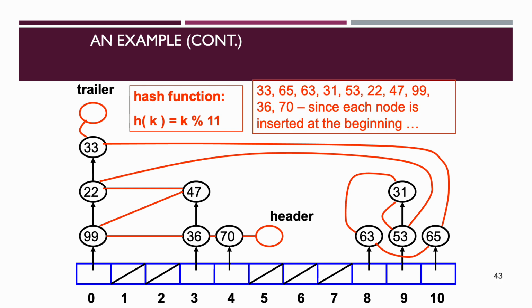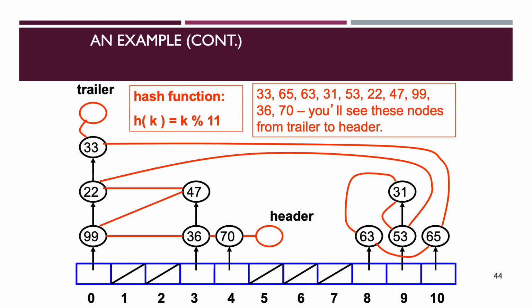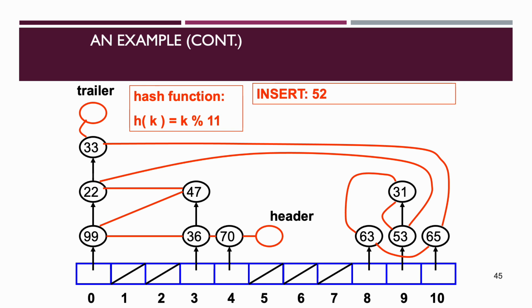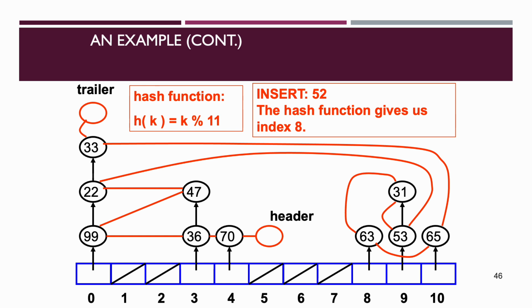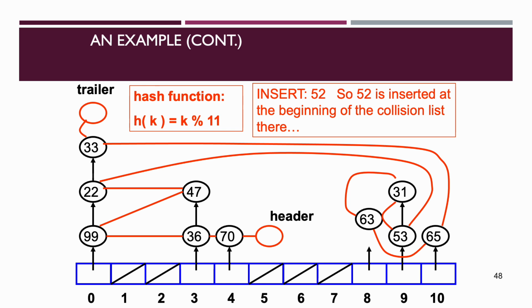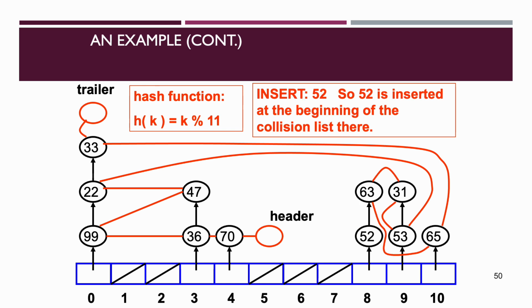Since each node is inserted at the beginning, you will see these nodes from trailer to header. So now if we want to insert 52, the hash function gives us index 8. 52 is inserted at the beginning of the collision list there. So 63 will move, and then we'll add 52.